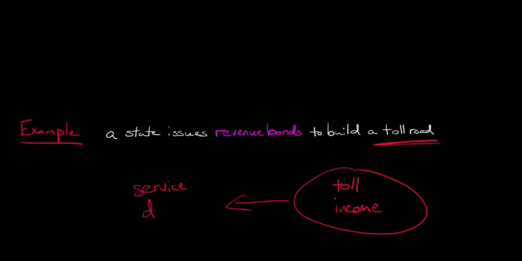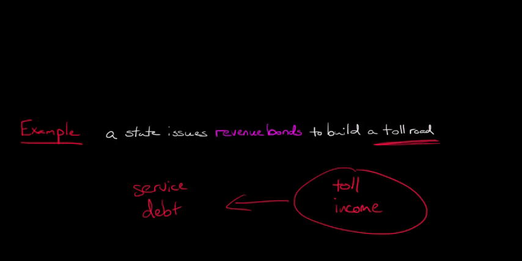Now, this can be riskier than a general obligation bond, because now if this toll income doesn't materialize, then the investor is just out of luck, right? So this toll income, if it's lower than what's expected, could be a serious problem. And they can't just say, well, look, we need you to raise taxes or so forth, right? Because it's a revenue bond. That's the whole idea, is that it's attached to this income stream that they're going to generate from this toll road.